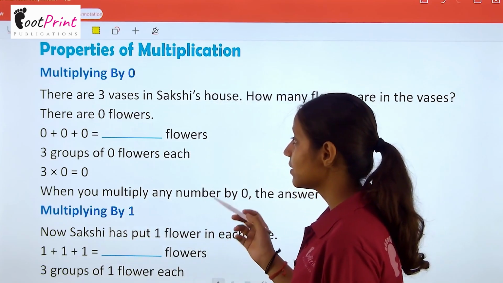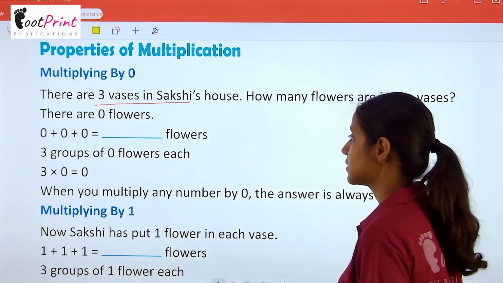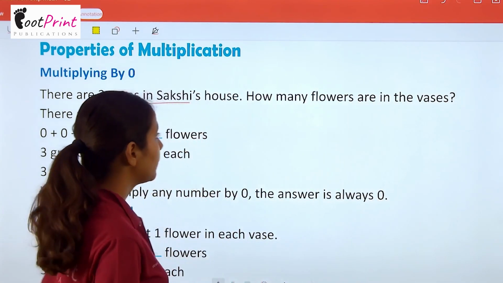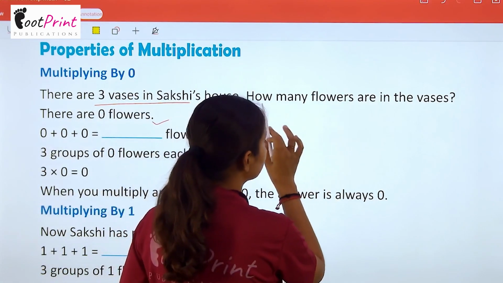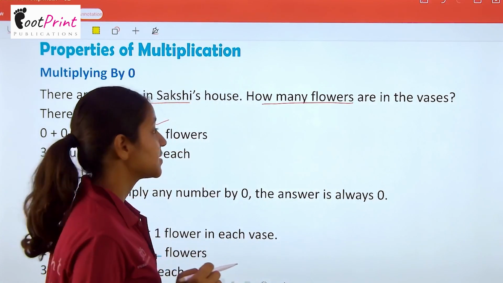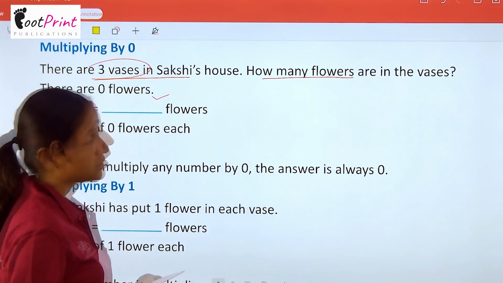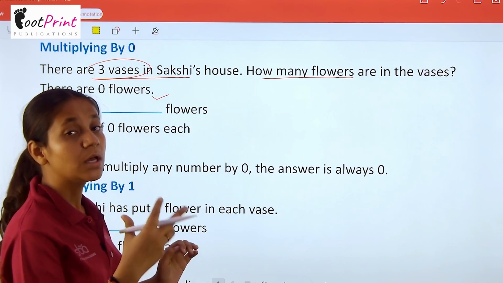So multiplying by 0. There are 3 vases in Sakshi's house. साक्षी के घर में 3 vases हैं. Okay. How many flowers are in the vases? पूछ रहे हैं कि आप बताइए कि flowers कितने हैं vases में? So she has only 3 vases. It is not mentioned that the pots or the vases also contain some flowers.